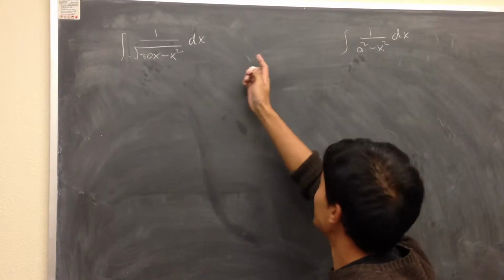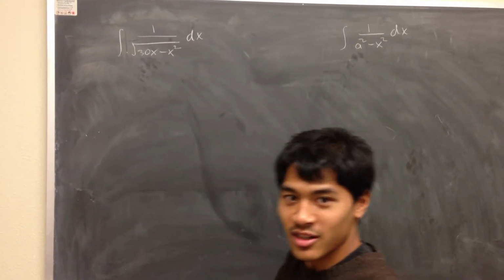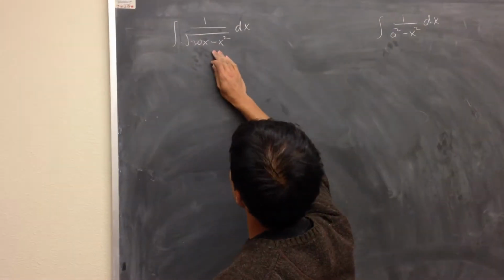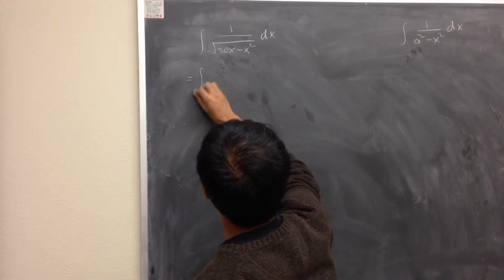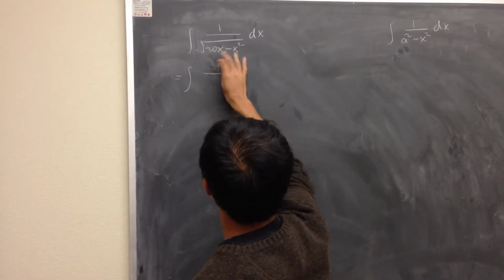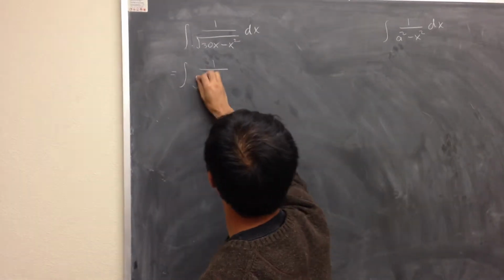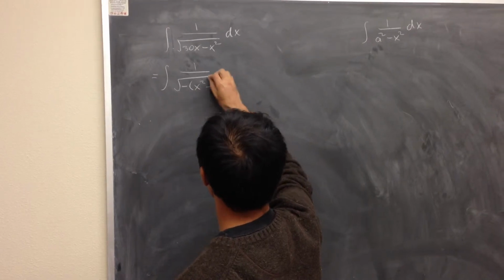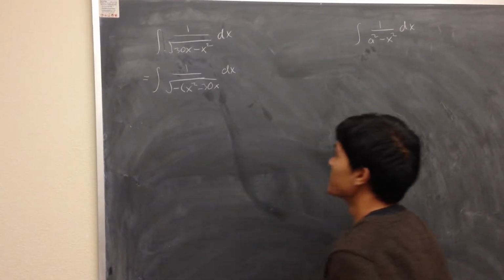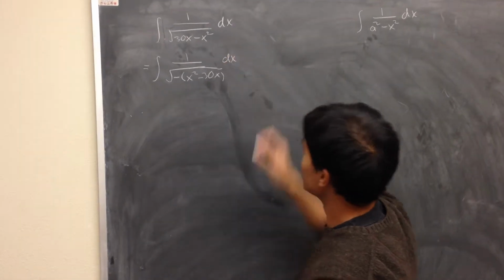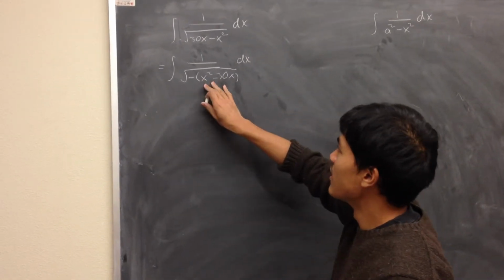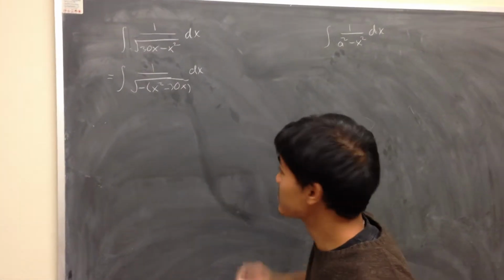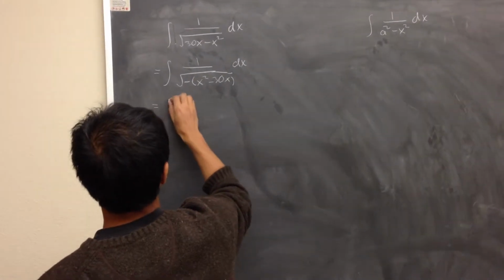They look similar, so we want to try to use these trigonometric substitutions. What I'll first do is rewrite the denominator. I'll factor out a negative 1, so we'll get x squared minus 30x. Close that. And what I want to do is complete the square for this to get it in terms of something like this.